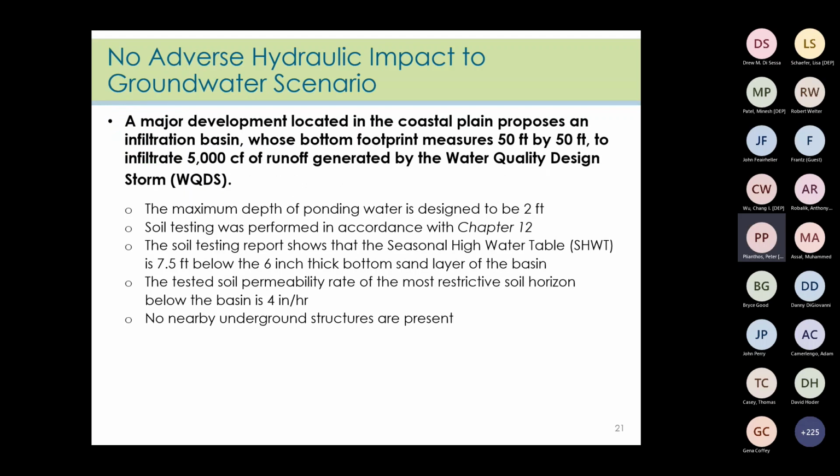For the first example, a major development located in the coastal plain proposes an infiltration basin, whose bottom footprint measures 50 feet by 50 feet, to infiltrate 5,000 cubic feet of runoff generated by the water quality design storm. Other key notes here include the maximum depth of ponding water is designed to be 2 feet. Soil testing was performed in accordance with Chapter 12. The soil testing report shows that the seasonal high water table is 7.5 feet below the 6-inch thick bottom sand layer of the basin. The tested soil permeability rate of the most restricted soil horizon below the basin is 4 inches per hour, and no nearby underground structures are present.